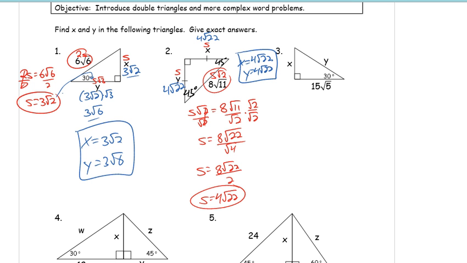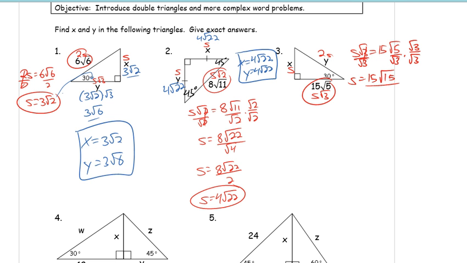Looking at number 3, last simple one. Across from 30 is s. Across from 60 is s radical 3. Across from 90 is 2s. Here's our information. And one more simple setup. Oops. Divide both sides by square root of 3. Again, no shortcut here, so multiply top and bottom by it. S equals 15 radical 15.